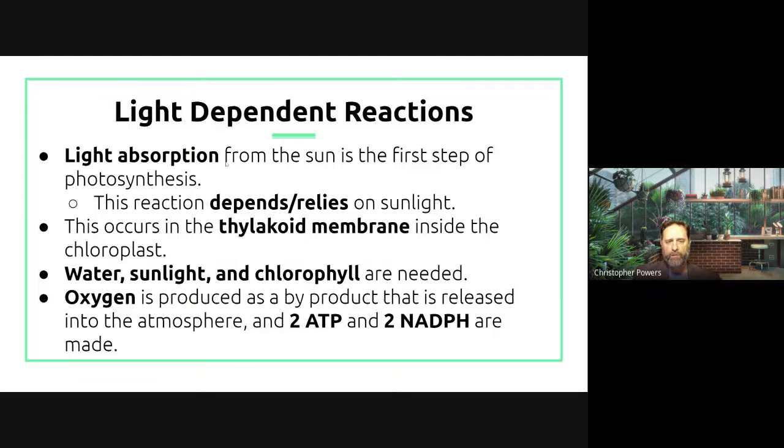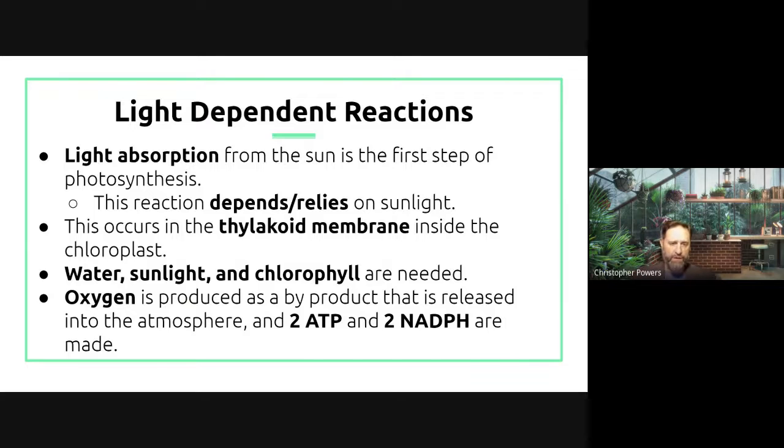So light dependent reactions are light absorption. Okay, so not using light. I'm sorry, back that up. They're already using light. They're dependent upon light. So it absorbs light from the sun in the first step of photosynthesis, as you can see. Now this reaction relies on sunlight. It's almost stated twice, right?